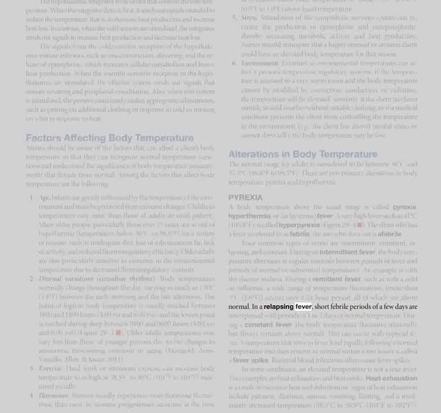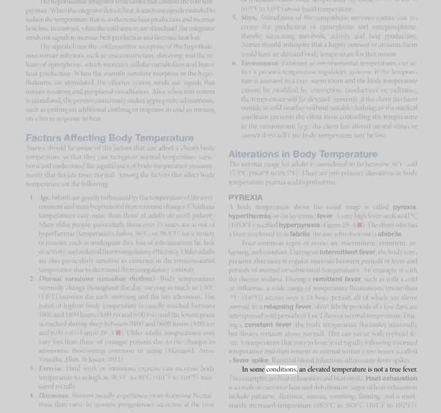In a relapsing fever, short febrile periods of a few days are interspersed with periods of 1 or 2 days of normal temperature. During a constant fever, the body temperature fluctuates minimally, but always remains above normal. This can occur with typhoid fever. A temperature that rises to fever level rapidly following a normal temperature, and then returns to normal within a few hours, is called a fever spike. Bacterial blood infections often cause fever spikes.